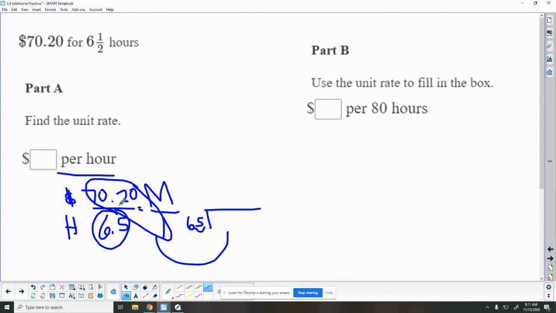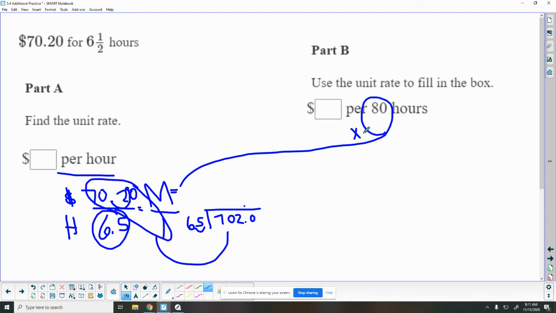So I need to move the decimal and move the decimal. So my decimal is actually going to be after the 2. So 702 divided by 65. That will tell me how much money in 1 hour. Now I'm going to take that answer and multiply it by 80 to find how much they would make in 80 hours.